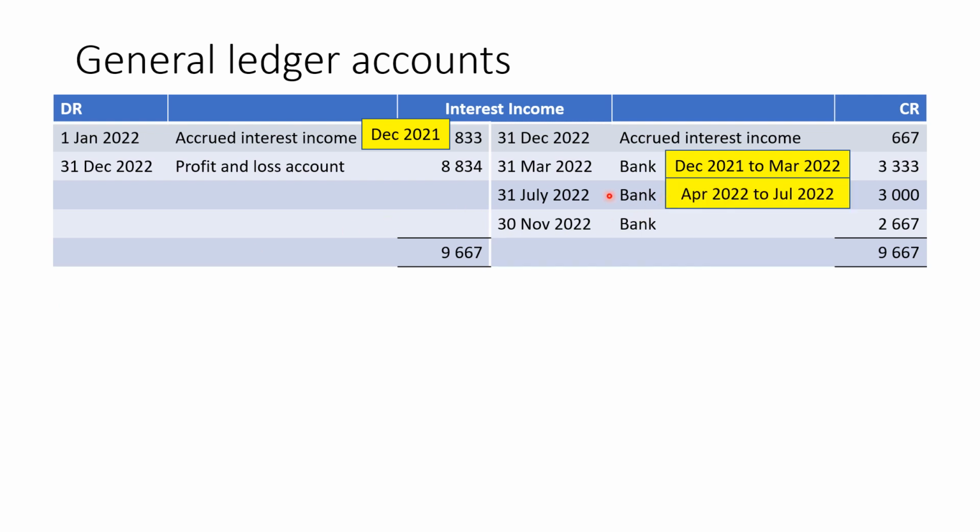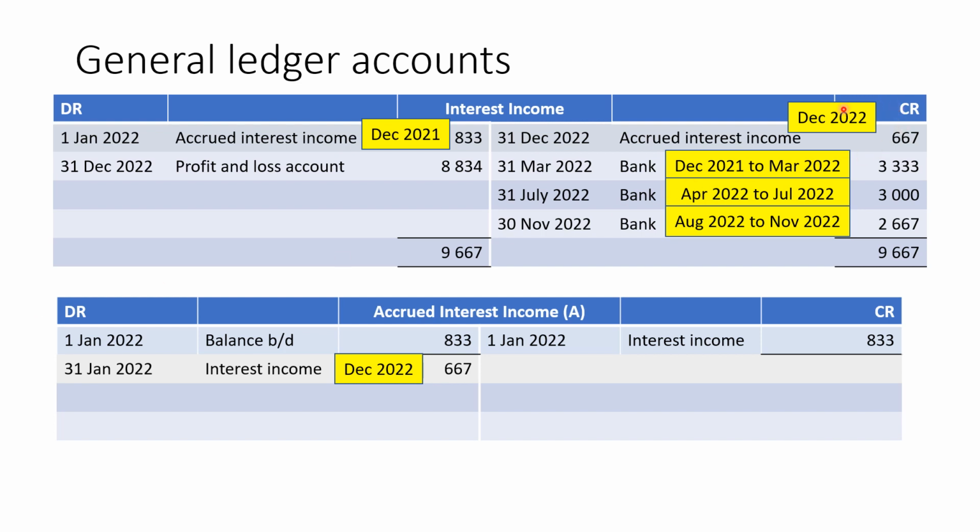Then from April to July, we received 3,000 Rand, and that is credited to my interest income account. And then from August to November, we received 2,667, which gets credited to our interest income account. So here we have January to March, April to July, August to November, and finally we already accounted for December 2022 when we did the adjusting entry earlier on in step 3.